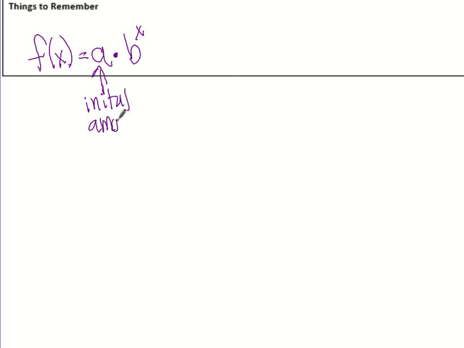All right, so the thing to remember, right, is that the function itself, you should probably memorize that. I think that's our biggest issue, is that it's f of x equals a times b to the x. And this is our initial amount. And this is our constant ratio.